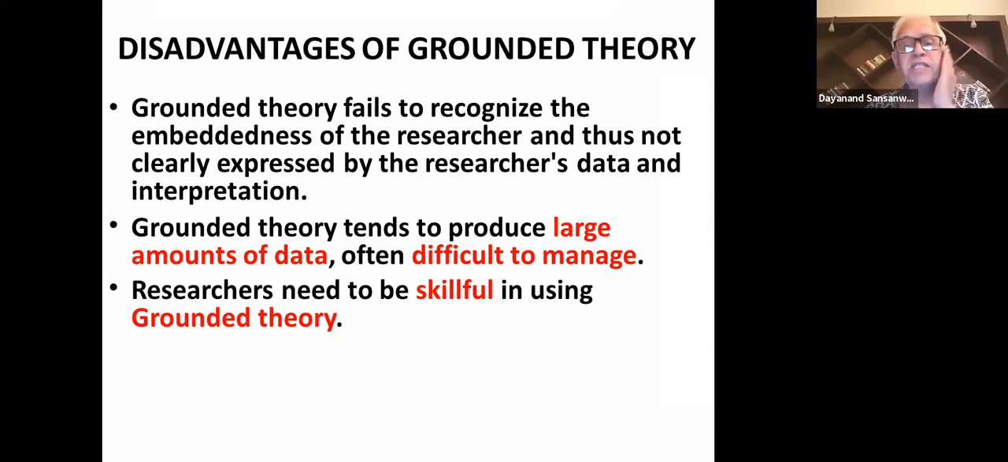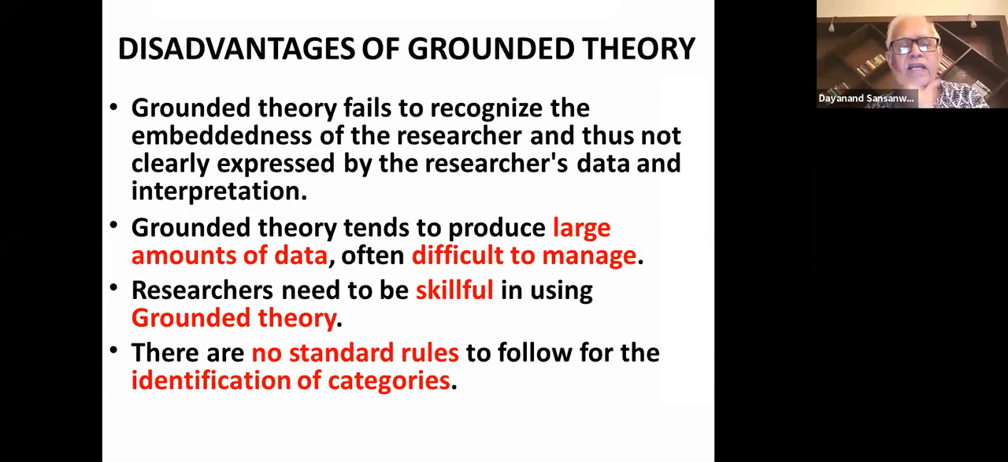Researchers need to be skillful in using the grounded theory. You must have a lot of practice in analyzing qualitative data using the grounded theory. And in using grounded theory, there are no standard rules to follow. You cannot say that you do this first and then you do this. Absolutely no. As the data comes, as you have information, analyze, categorize, and try to build up the theory. That's what you have to do simultaneously.